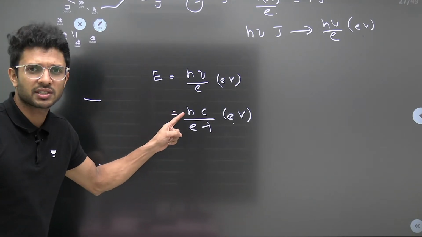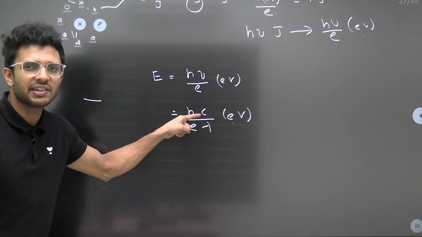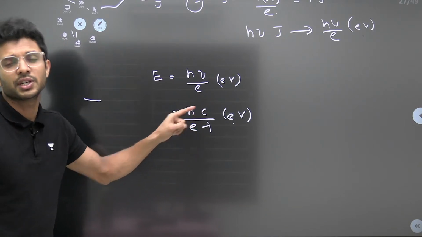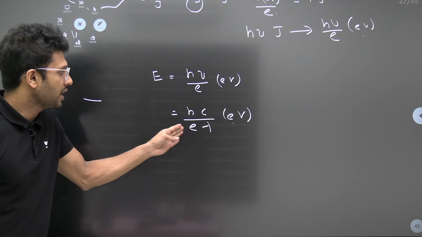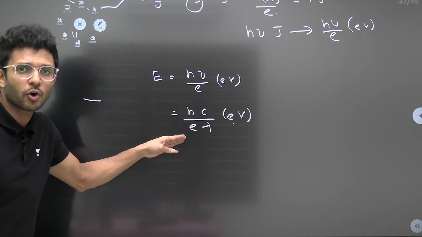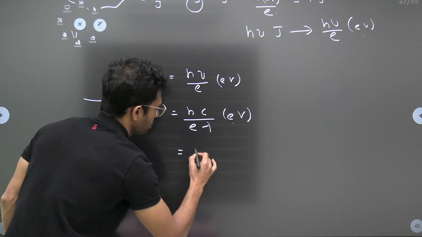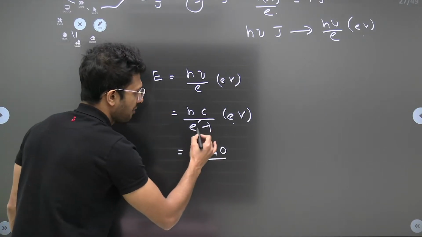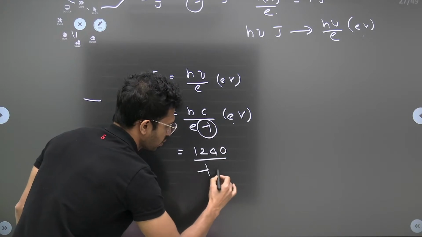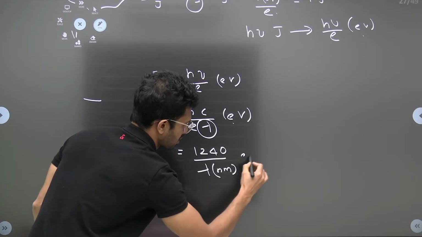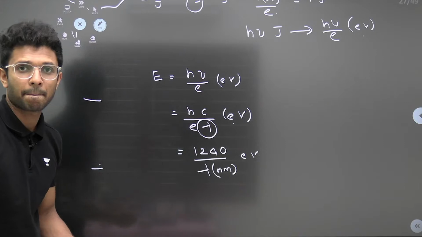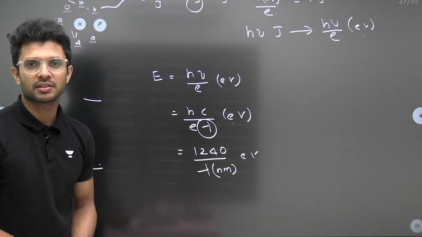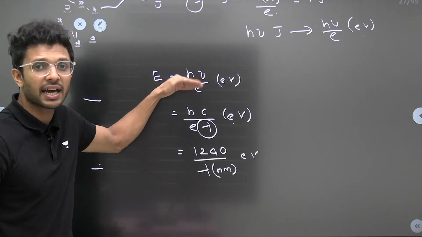h is 6.6 into 10 power minus 34. c, velocity of light, is 3 into 10 power 8. Electronic charge is 1.6 into 10 power minus 19. Now, if you apply the value of all these things, the number you get is 1240 divided by lambda, wavelength, right? So, let's say in the question, wavelength is given in nanometer.